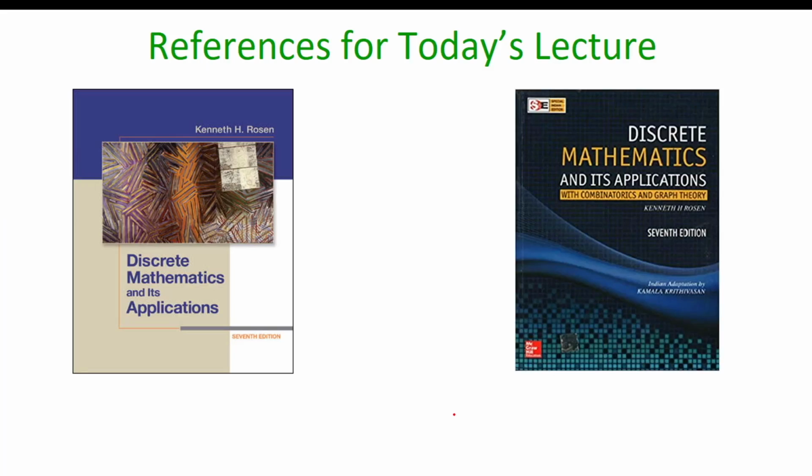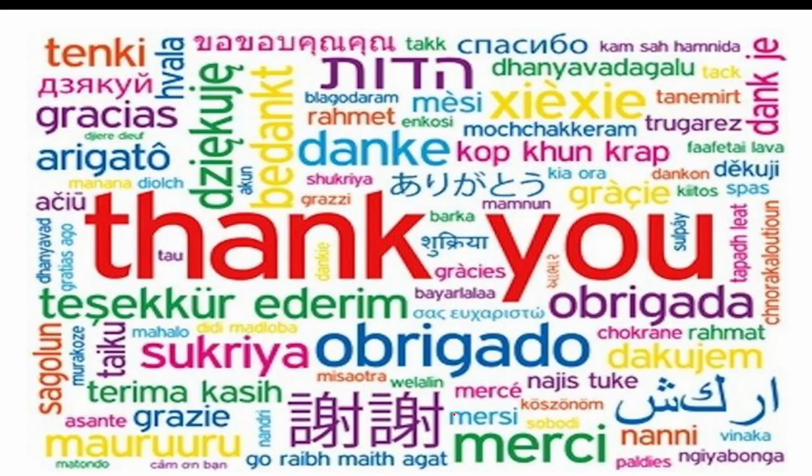So that brings me to the end of this lecture. These are the references for today's lecture. Just to summarize, in this lecture, we started discussing how to solve linear homogeneous recurrence equations of degree k. We saw the case where the characteristic roots are distinct. In this case, if all the characteristic roots are different, then we know what the general solution will be. And depending upon whether the initial conditions are available or not, we can find the exact solution. Thank you.